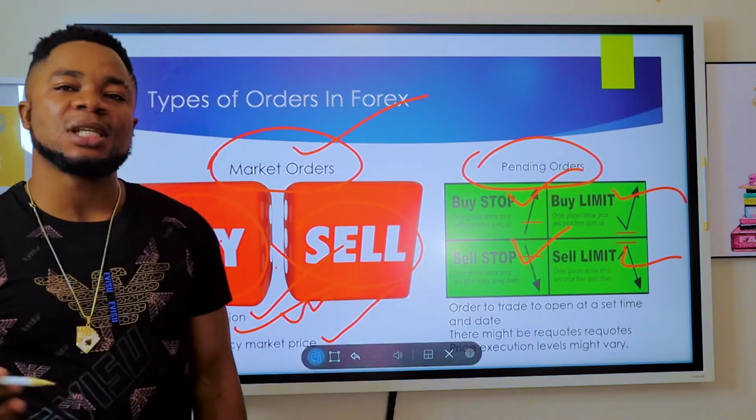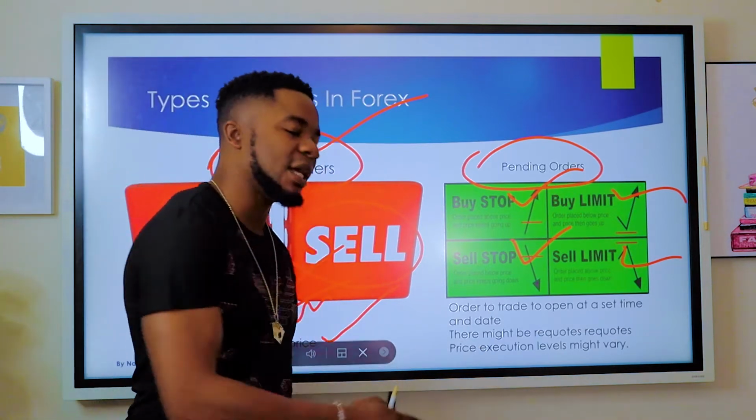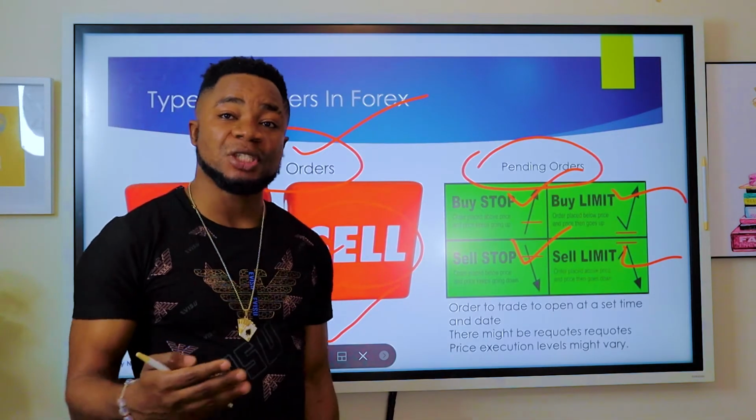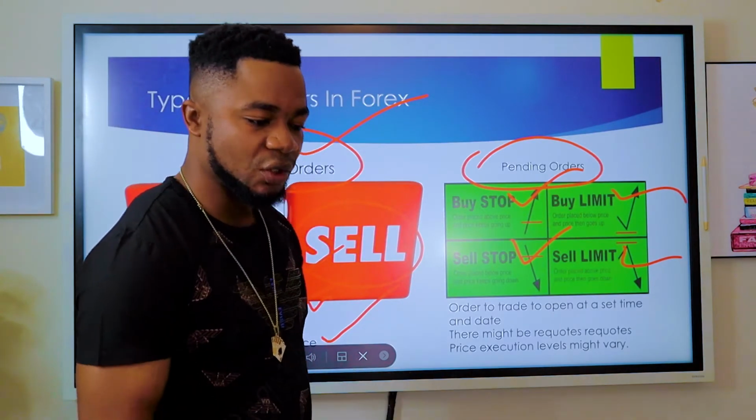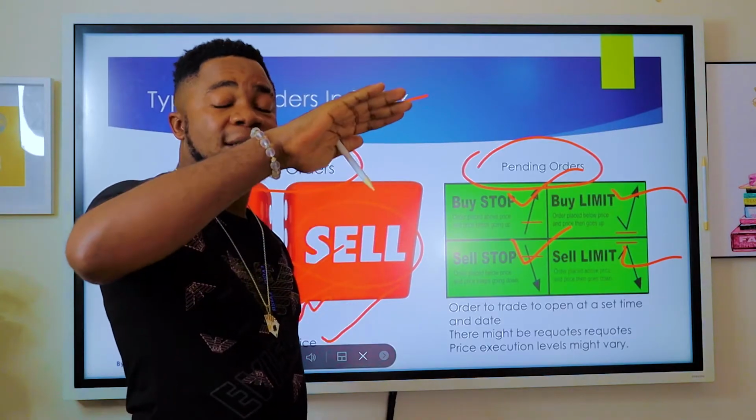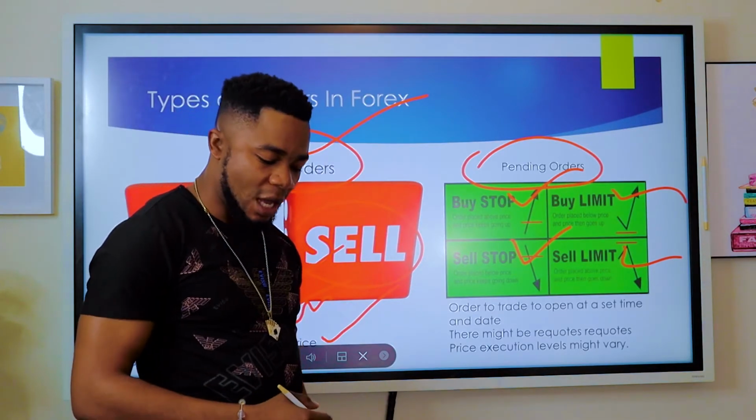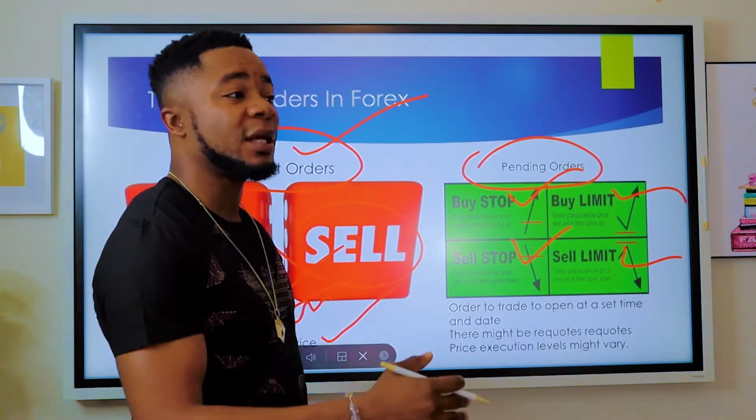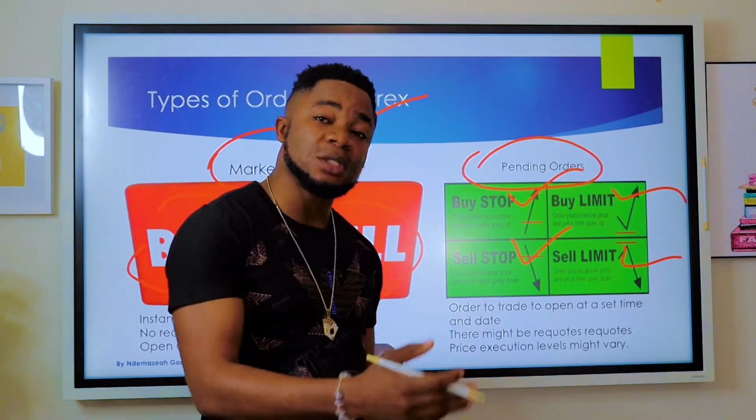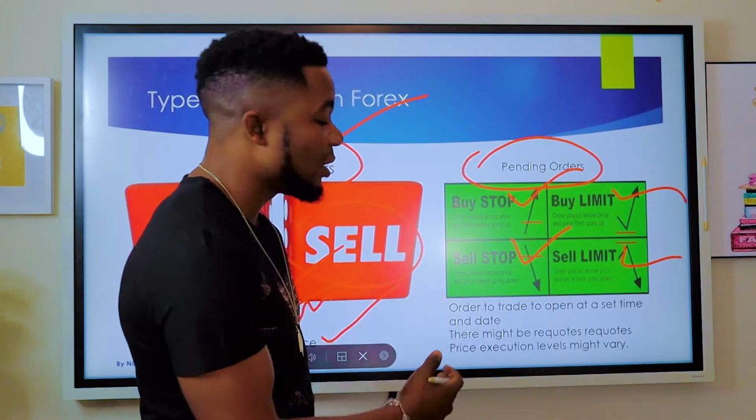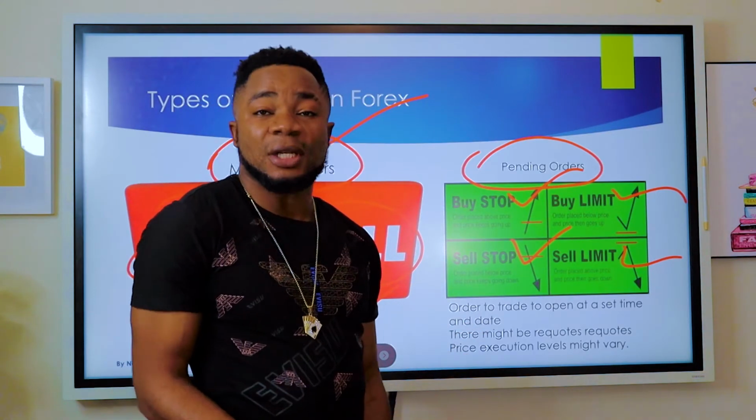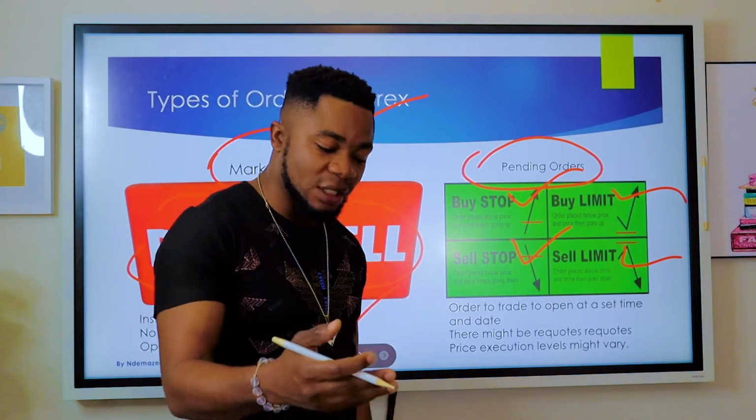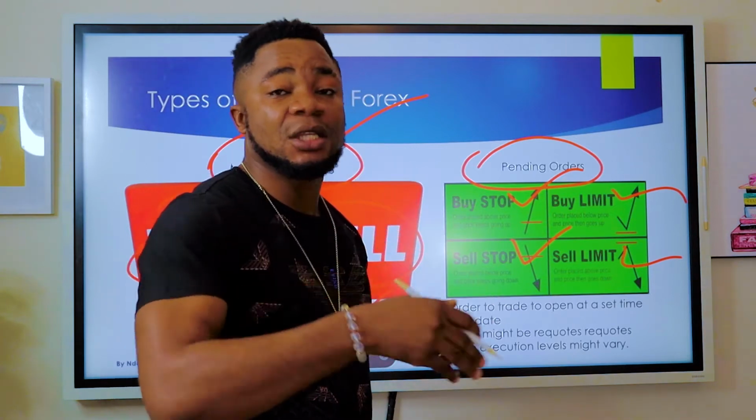So pending order, just as the name goes, you set the orders. You give the order to the market. On your chart, it's very easy to set pending orders. You give the market instructions that when the price gets to this particular level, I want to either buy or sell. That is what we call pending orders, because the action is taken without your presence, after you must have given the instructions to the market.